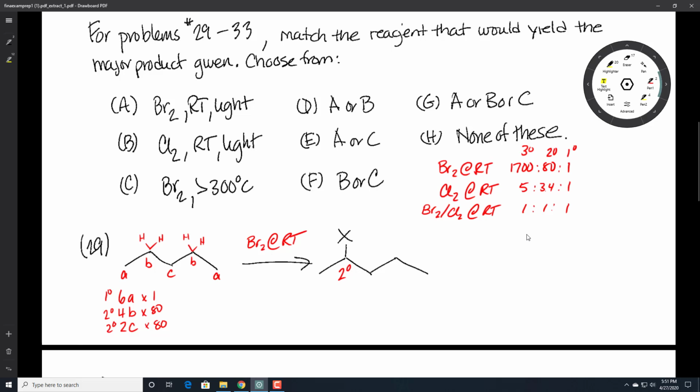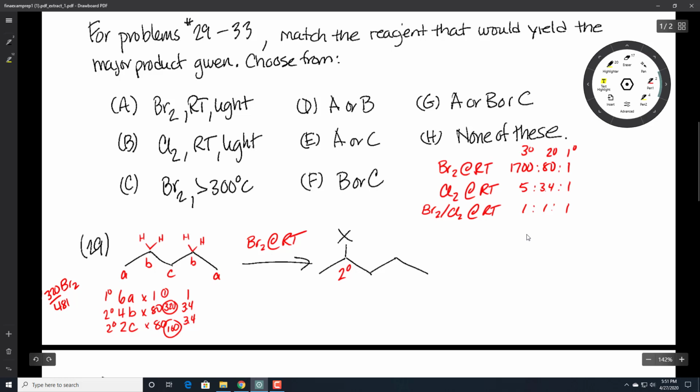If you went chlorination here, you would have a 1, a 3.4, and a 3.4. Here, with bromination, you end up with a 1, a 320, and a 160. So I'm looking at the percentage of 320 out of the total sum here, which is 481. So for bromination at room temperature, it's 320 out of 481 would be my overall percentage.